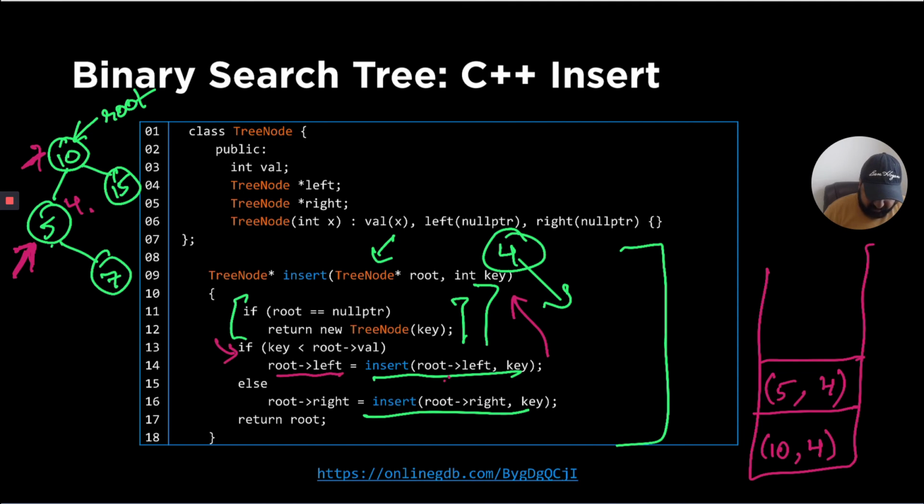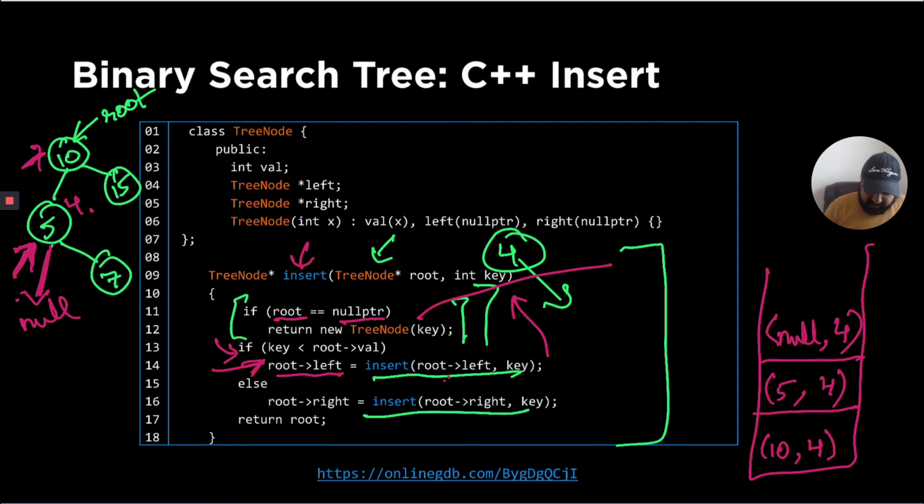So 5 and 4 are being compared, so 4 is less, so we are going to again execute this left statement, which is root's left is equal to insert root's left, and now we are going to pass in root's left, which is in this case null. So in the stack frame we'll have another function call, which is null comma 4. When we call null comma 4, it will check whether the root is equal to null, which is true in this case.